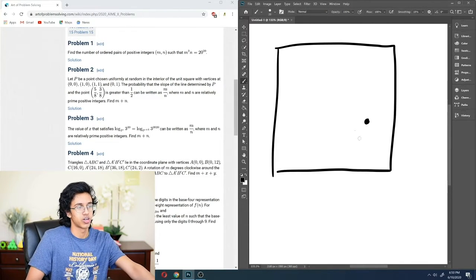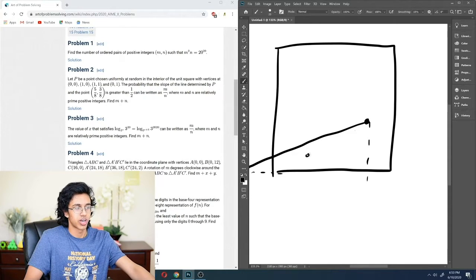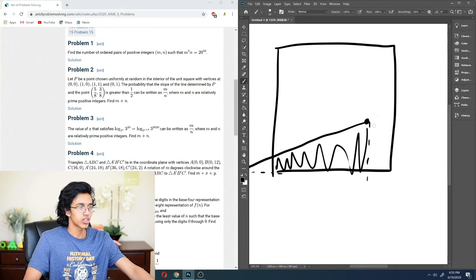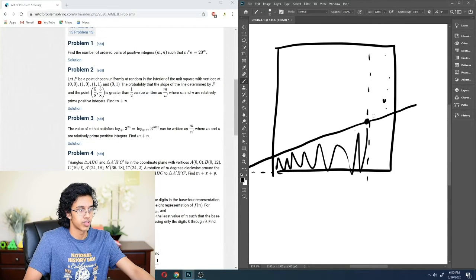Wait, this is not to scale. Wait, it should be like that. There you go. And we know that any point underneath this line is going to have a steeper slope than this line, so that means that any point underneath should work. So this area works. And then let's think about it on the other side. So this extends over here, and we know that any point P above it is going to work, because then if we draw a line here, it's steeper, right? So then we draw this here, and we know that this area over here works as well.